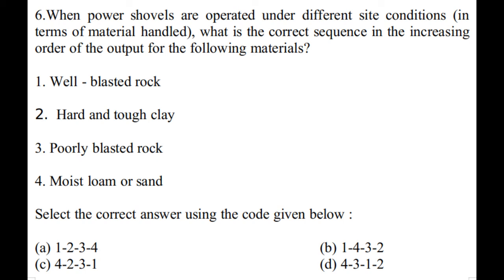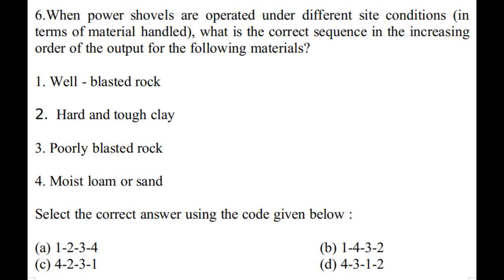When power shovels are operated under different site conditions in terms of material handled, what is the correct sequence in the increasing order of the output for the following materials? Number 1, well blasted rock. Number 2, hard and tough clay. Number 3, poorly blasted rock. Number 4, moist loam or sand. Select the correct answer using the code given below.